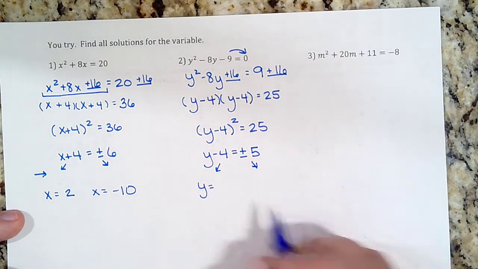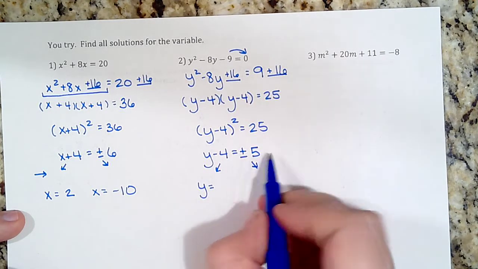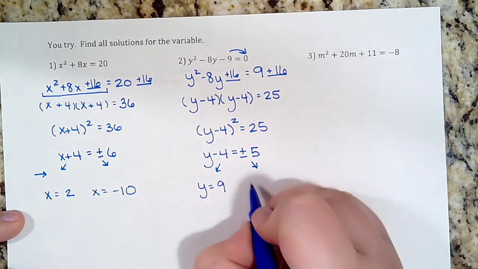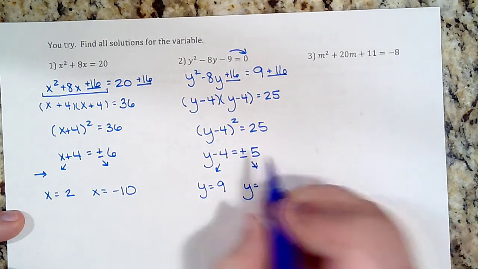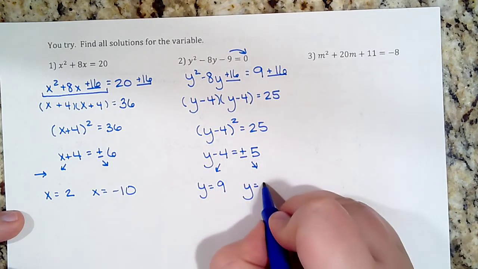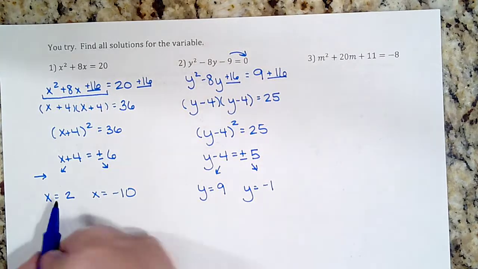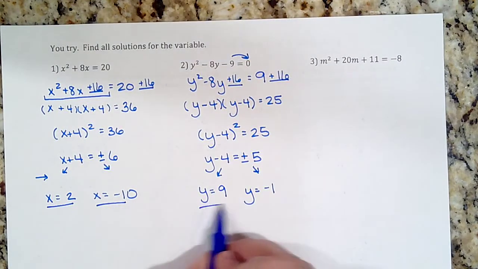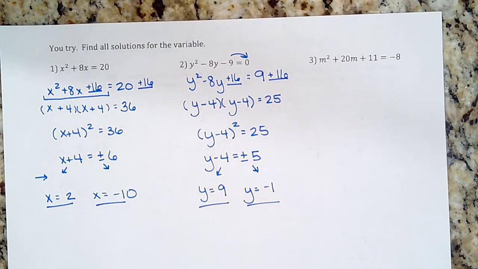When I move that y over, I'm going to have 4 plus 5, which is 9. And I'm going to have 4 minus 5, which is negative 1. And per usual, I have forgotten to circle my answers. So there they are.